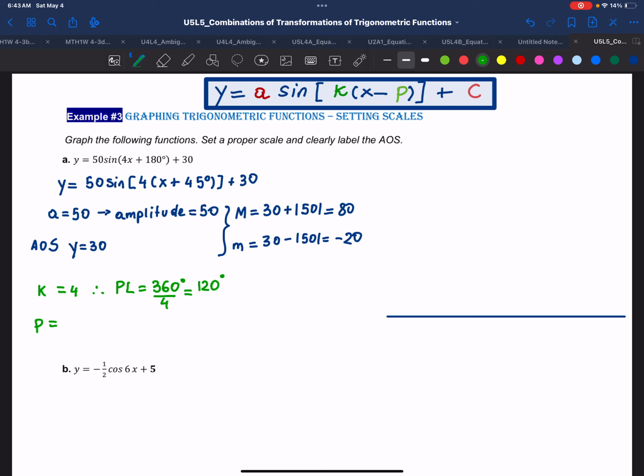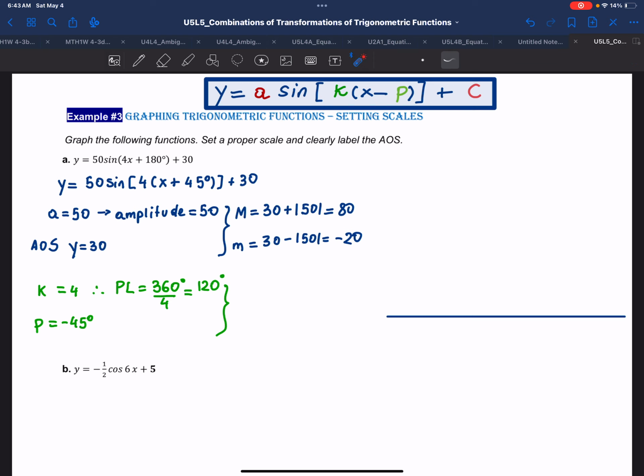Now, next we need to look into the horizontal translation or the phase shift, which in our case is equal to negative 45 degrees. So that means that our graph will start at negative 45 degrees and will end 120 degrees later, because it will take 120 degrees for the graph to complete one full cycle. So with this, I will have a better understanding of where to draw the y-axis.